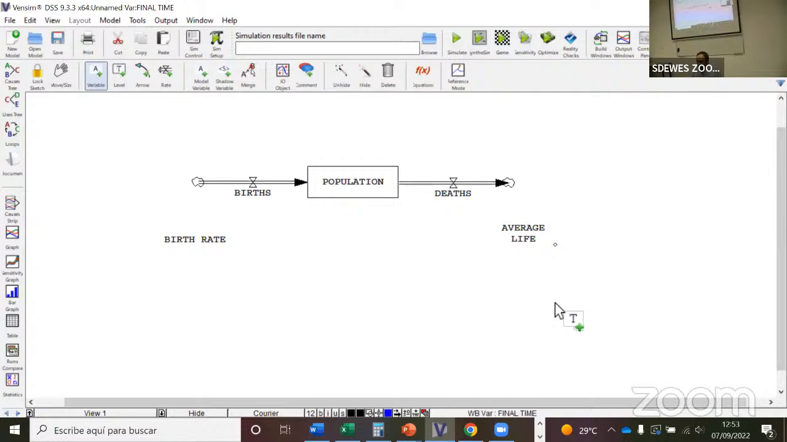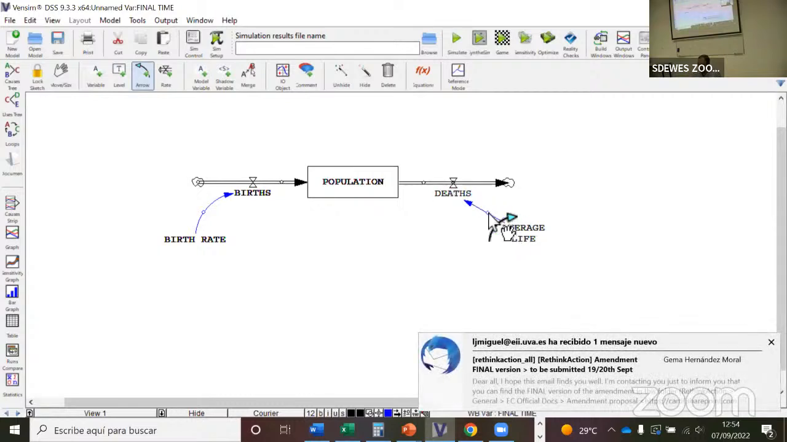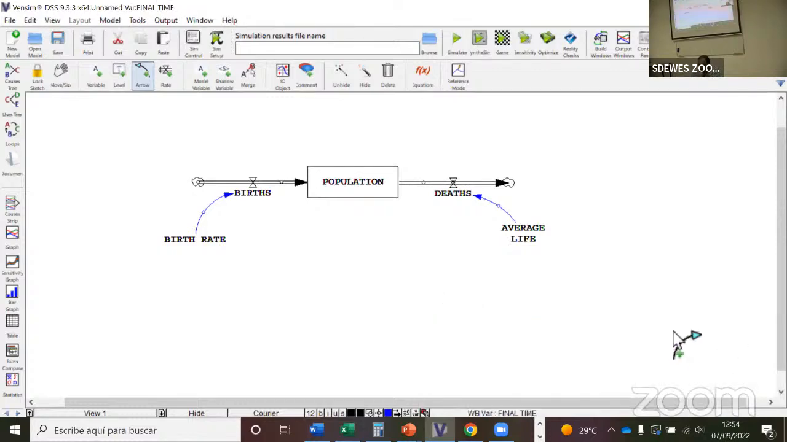And now we have two flows, but we can establish more relations. What relations do we have? Obviously, we will have a relation between the birth rate and the births. So we go to the arrow symbol, click on the arrow symbol, then click on birth rate, go with the mouse to the births and click again on births, and you will have an arrow from birth rate to births. You can do the same between average life, click on average life, click again on deaths, and you will have something like that.